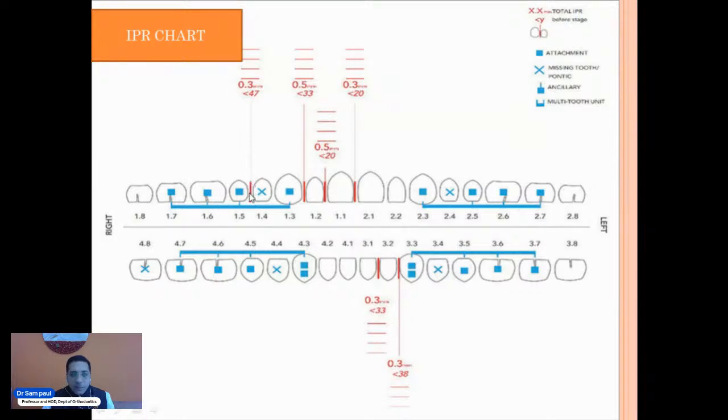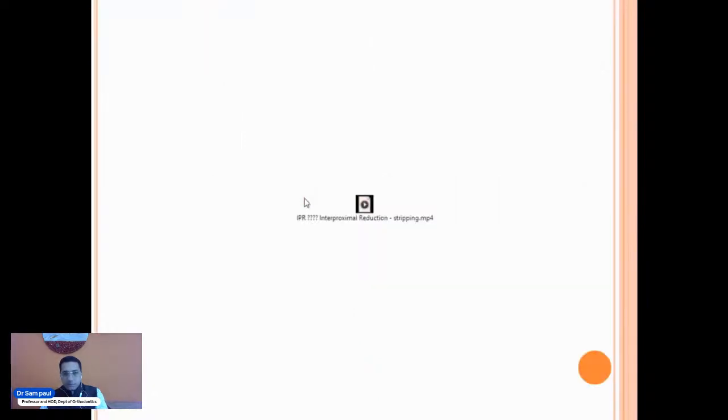And there is an interproximal gauge to measure this, 0.5 to 0.4 or 0.3, whatever it is, you could measure it. And you are supposed to do an interproximal reduction with your most tapering fissure bur, or maybe there are some strips available to do an IPR. You are supposed to do that. That is an IPR chart. You have to perform that.